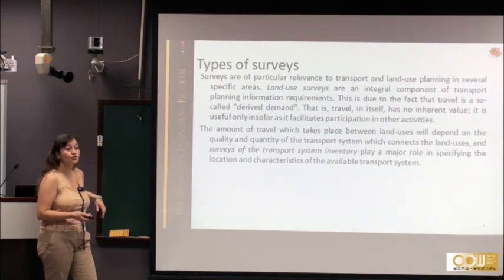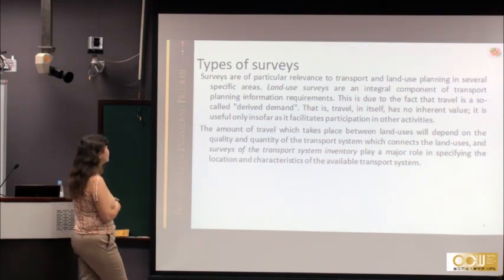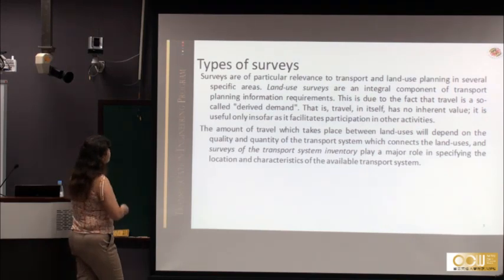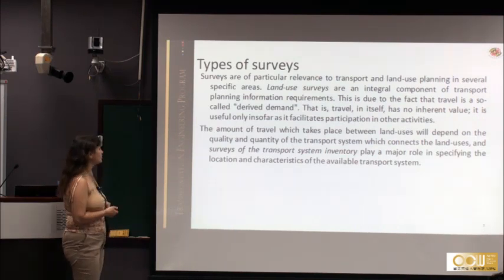The way I was showing you, I was constructing tours and activity duration and so on. So this is why we need land use surveys on top of transportation surveys. And also you know that the amount of travel which takes place between land uses will depend on the quality and quantity of the transportation systems. And so the surveys of the transportation system inventory play a major role in specifying the location and characteristics of the available transportation systems.